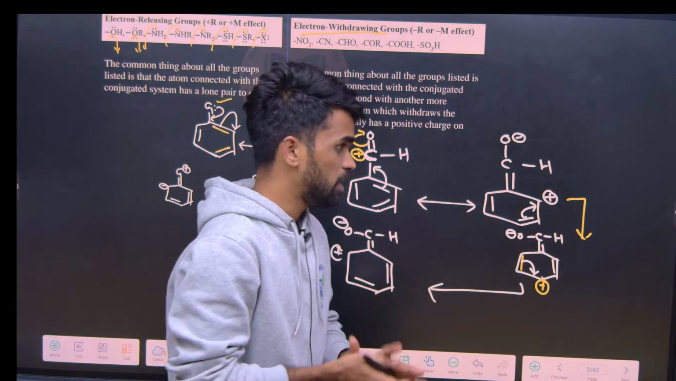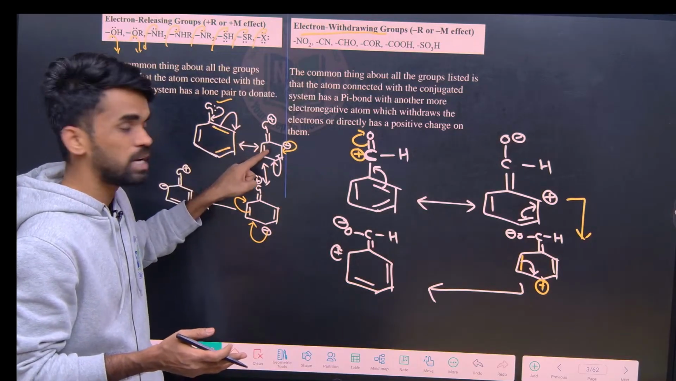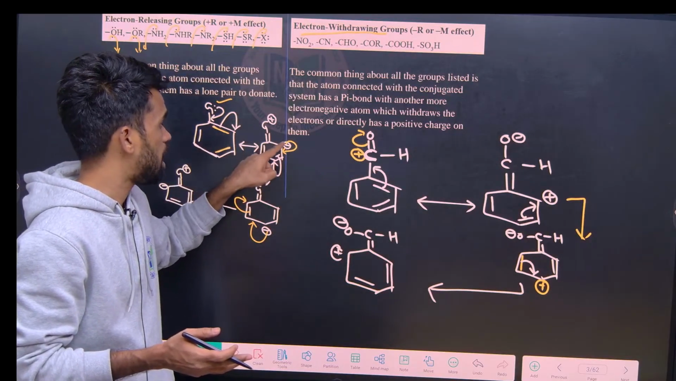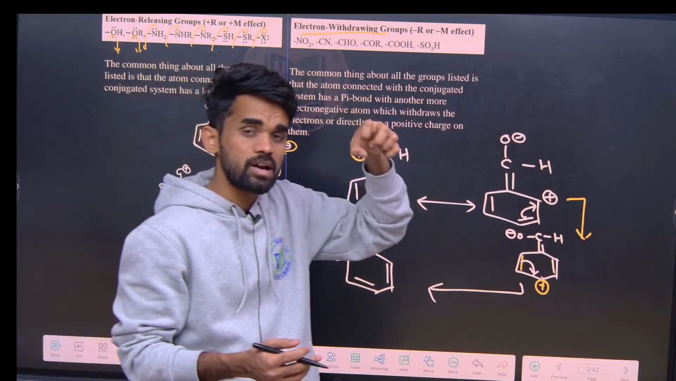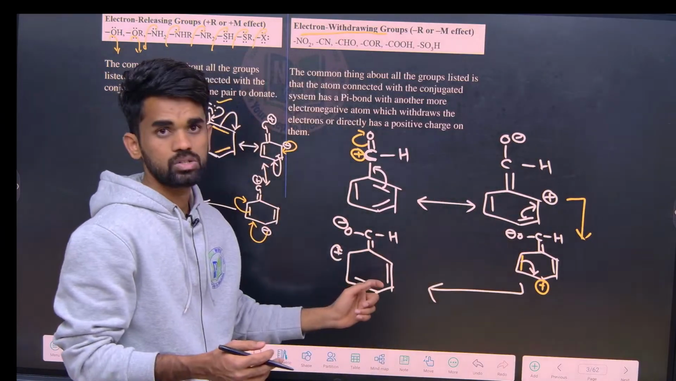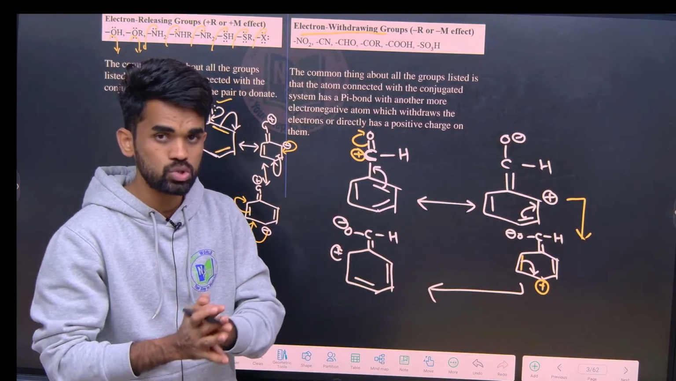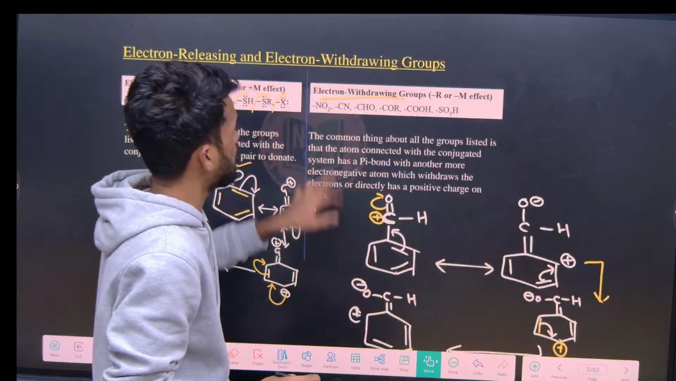Okay, right. If it is an electron releasing group, the ring will get activated and will get a negative charge at the ortho and para positions. If it is an electron withdrawing group, it will withdraw electrons from the ring and generate a positive charge at the ortho and para positions. Okay, remember these two statements to answer the questions. Okay, right. Now what are the electron withdrawing groups?